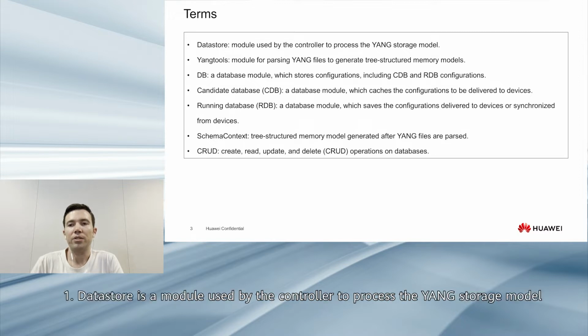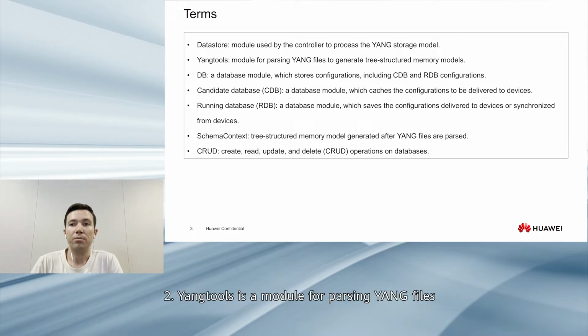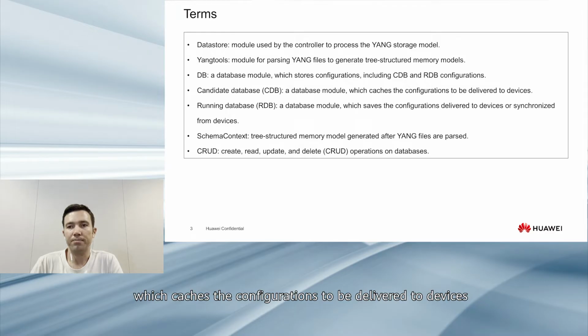1. Data store is a module used by the controller to process the Yang storage model. 2. Yang tools is a module for parsing Yang files to generate tree-structured memory models. 3. DB is a database module which stores configurations, including CDB and RDB configurations. 4. Candidate database, or CDB, is a database module which caches the configurations to be delivered to devices.